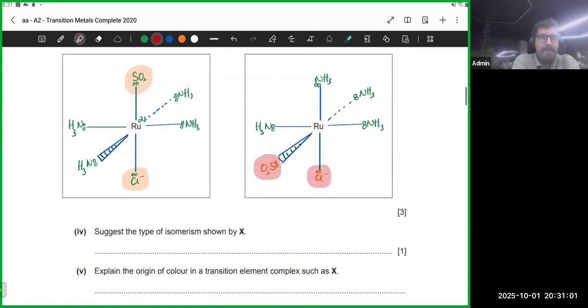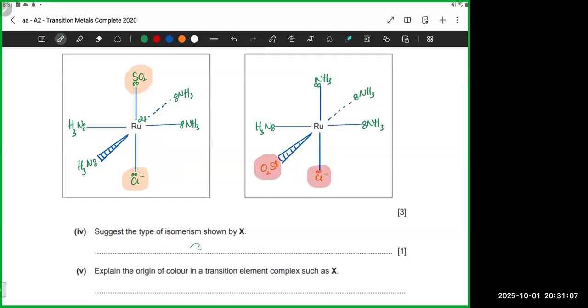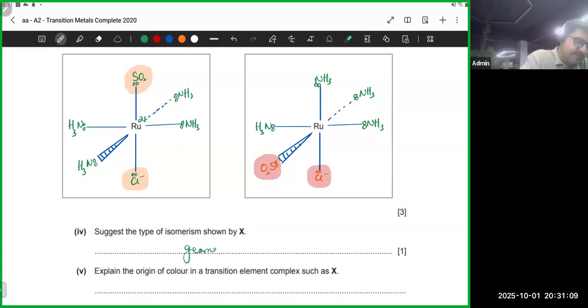Okay, is this clear? Clear or not clear? Yes. And this is called geometric isomers or cis-trans.